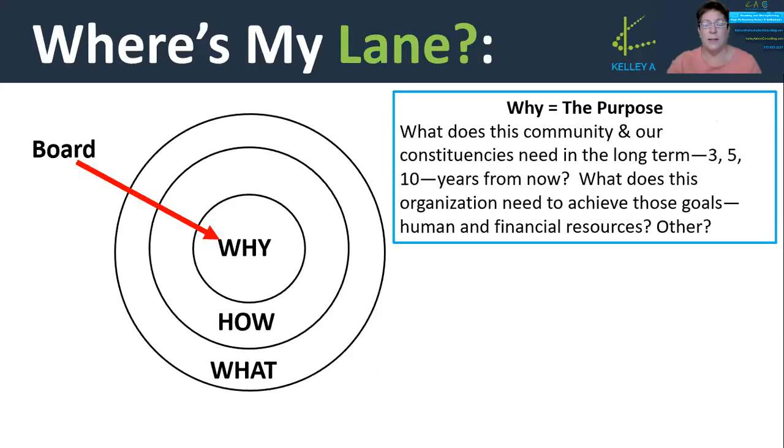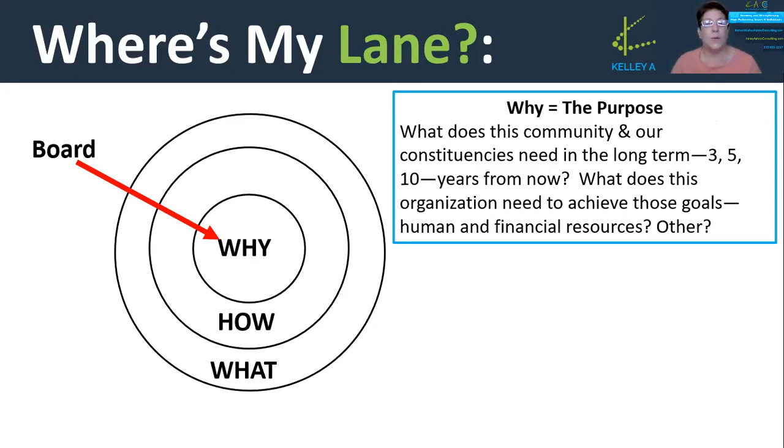So let's take a look at my design here, or what my framework is. I am using Simon Sinek's Golden Circle framework when I'm outlining this. This helps me organize those lanes of authority and who's responsible for what and who has authority for what. If you're familiar with Simon Sinek's Golden Circle framework, you know that we start with why.